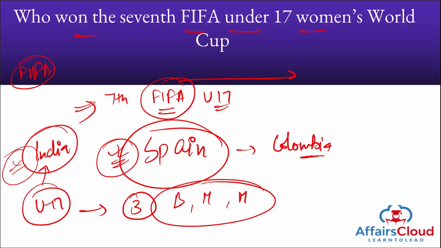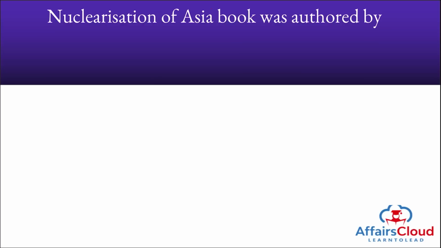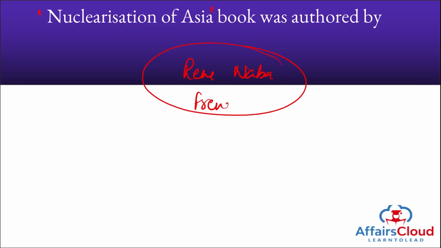Moving on. Nuclearization of Asia. This is the name of the book. This book was authored by whom? Reni Naba, a French author, authored the book Nuclearization of Asia. This book is basically based on the nuclear emergency and the threat that is posed by the nexus of Pakistan and China to South Asia. So who is the author here? Reni Naba is the author here.